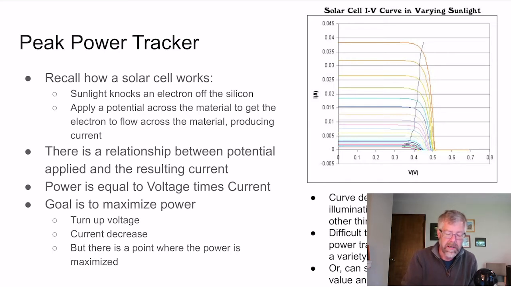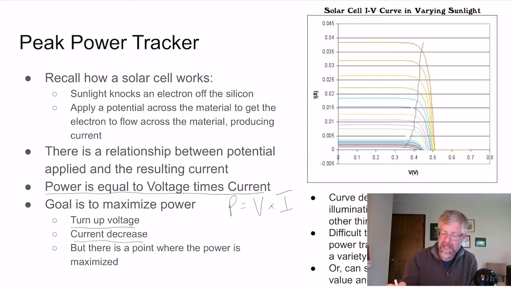And power is equal to voltage times current, which is I. Okay, so that's a key equation here. Your goal isn't to maximize current, and it's not to maximize voltage, it's to maximize power. You want to get the most power out of the system that you possibly can. So what you do is you turn up the voltage until the current actually starts to decrease. But there's a point where the power is maximized.